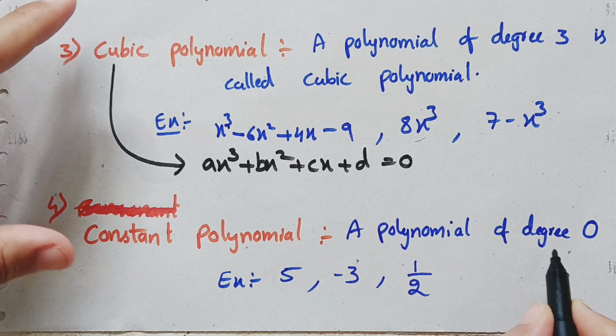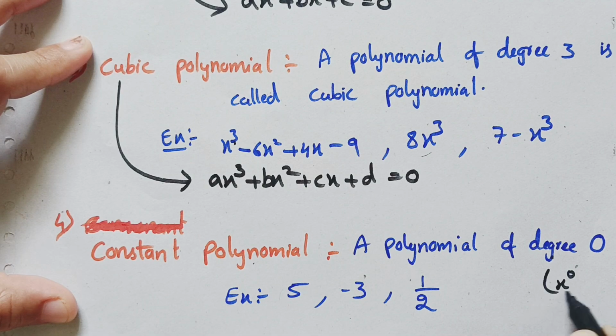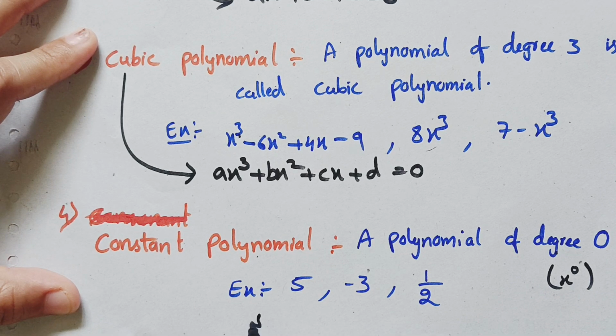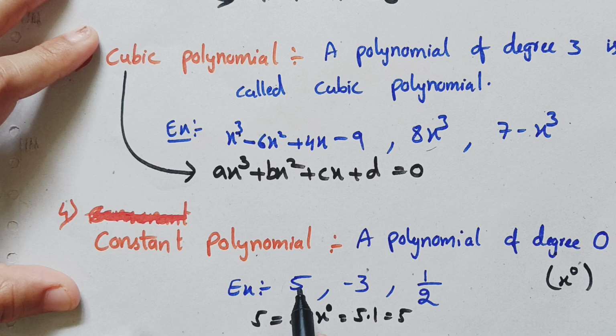Why? Because degree 0 is nothing but the variable power being 0. So if I write this 5, I can write 5 as 5 into x power 0. We all know that something to the power 0 is always 1. So it means 5 into 1 equal to 5. That's why 5 is a constant polynomial where we have degree as 0. So minus 3 into x power 0 is equal to minus 3 itself. That's why this is also a constant polynomial. 1 by 2 is also a constant polynomial.